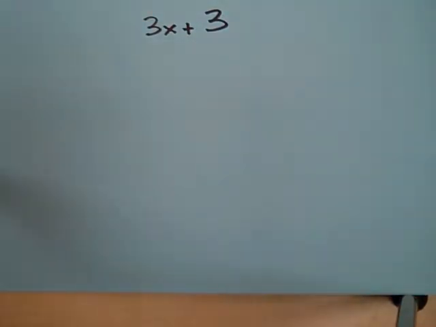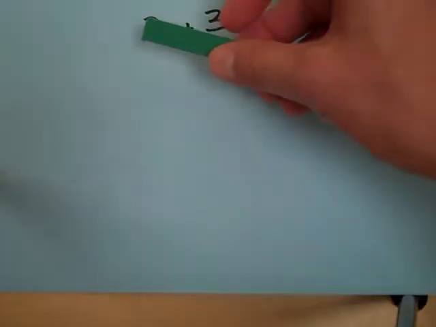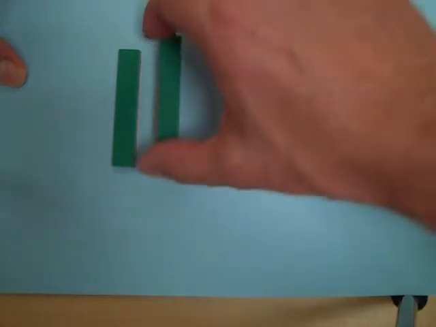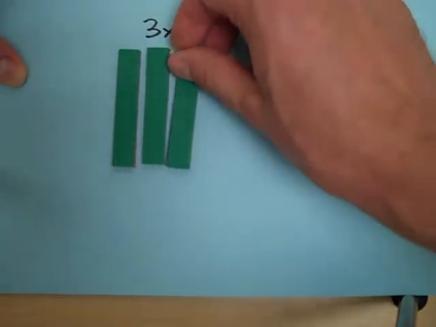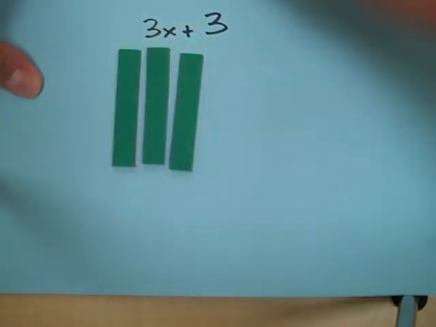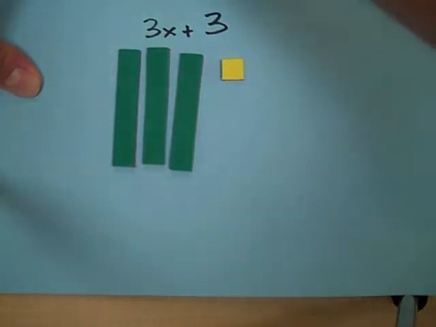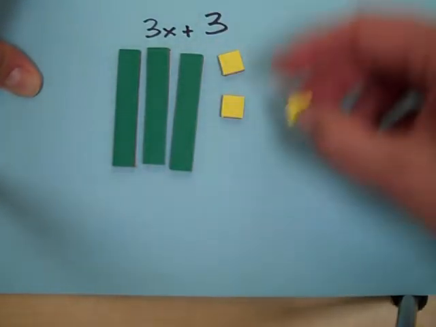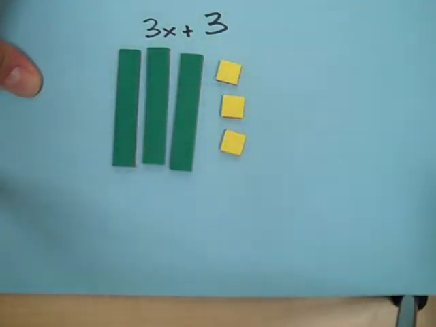Okay, you're back from the pause, so I'm going to go ahead and do this. Let's see, 3x. So that's going to be my rectangles. I'm going to go ahead and put in 3 of those, 1, 2, 3. And that says then plus 3. So I'm going to go ahead and grab these. And so this is going to give me 3x plus 3 represented there.